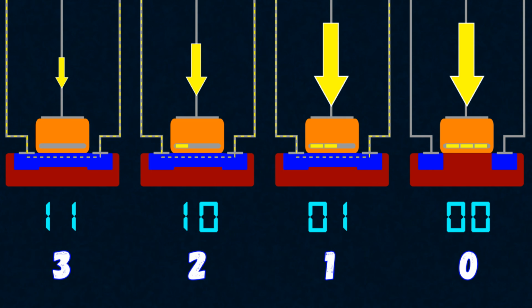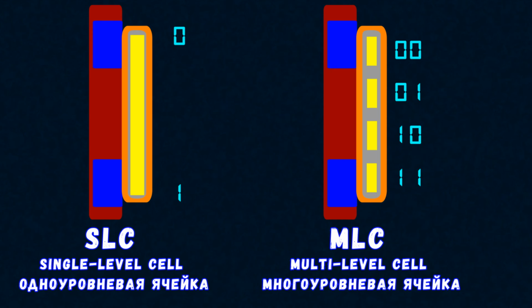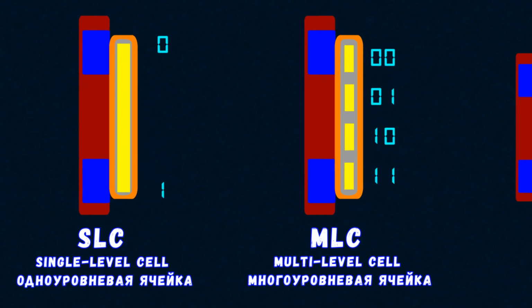And please note, instead of 1 bit of data, we now store 2 bits in a cell, meaning we can write not only 0 or 1, but numbers from 0 to 3, doubling the cell's capacity. Such cells are called multi-level cells, or MLC flash. If we increase the voltage step, we can achieve further capacity increases.